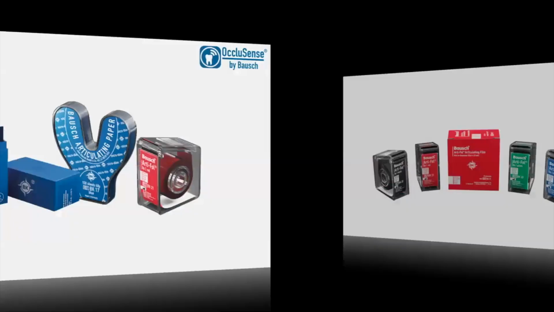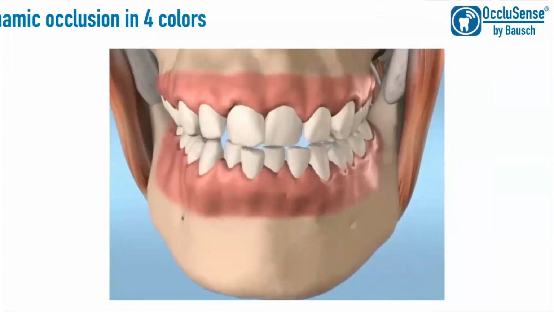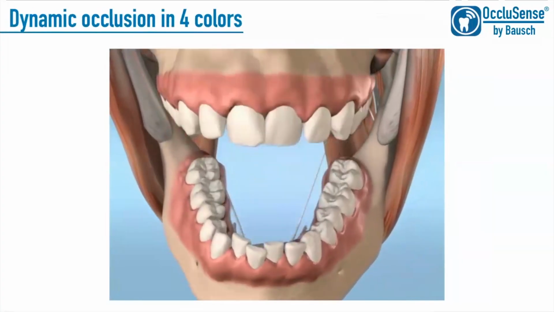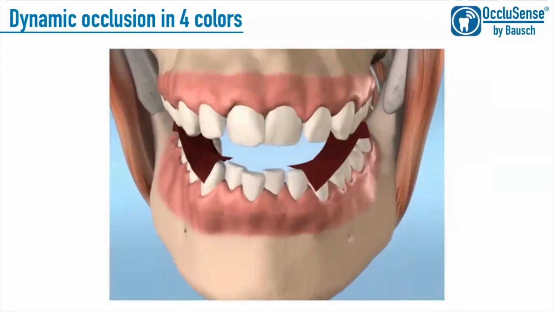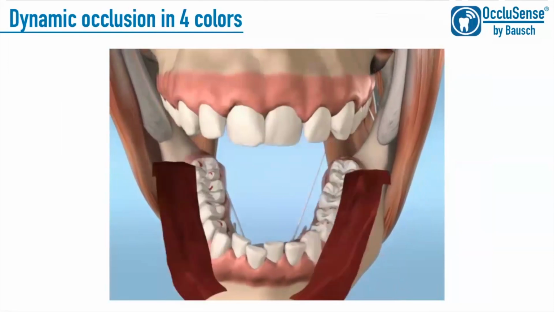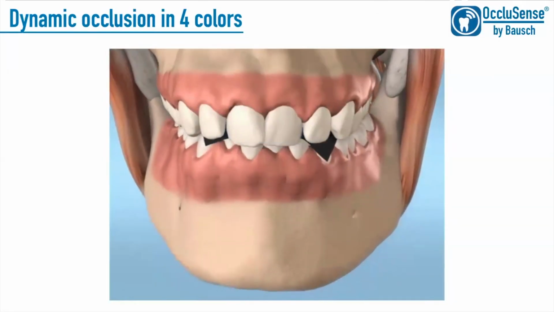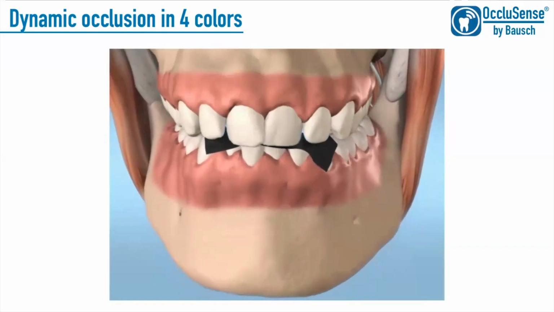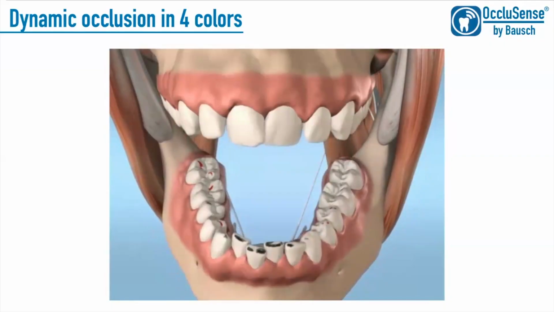The current standard consists of different papers and foils in differing colors, shapes, forms, and thicknesses, with the standard foil being 8 microns thin. And to test dynamic occlusion in all dimensions, what we currently do is use different colors to try and show us the pathways of the occlusion in the mouth. So you can see that here we are using red for static occlusion, black for protrusional movements, and green and blue for lateral and medial occlusion movements.